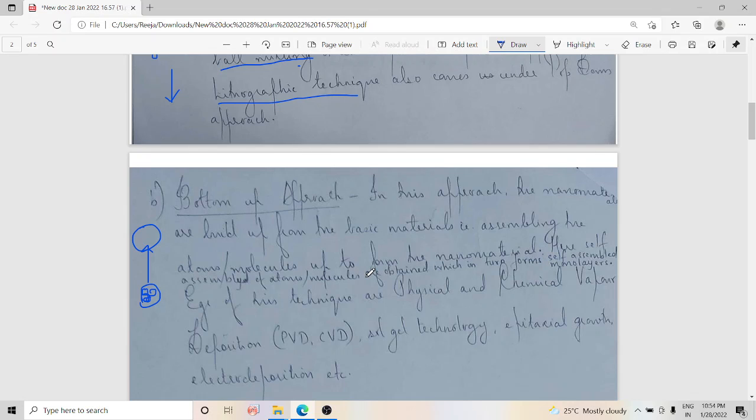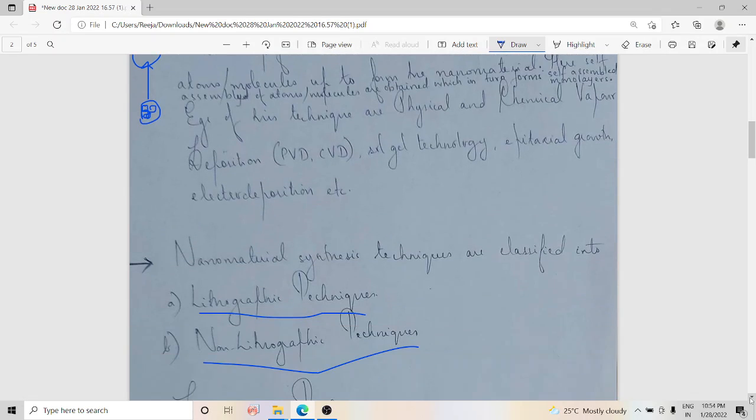Here, the self-assembly of atoms or molecules is obtained, which in turn forms a self-assembled monolayer. Examples of the bottom-up approach are chemical vapor deposition, physical vapor deposition, sol gel technology, epitaxial growth, electrodeposition, etc. So these are the two basic approaches which are followed. Either you take the bulk material and break it down into nanomaterials, or the atoms or molecules assemble together and reach the nano size.